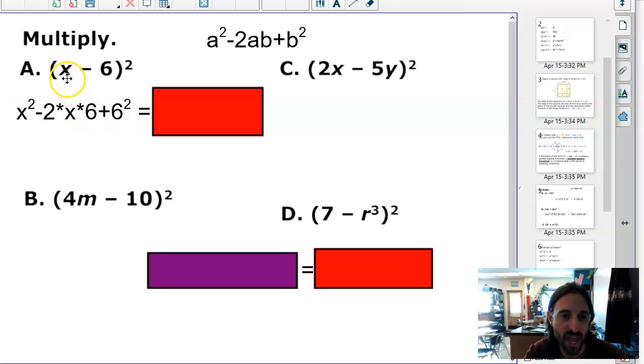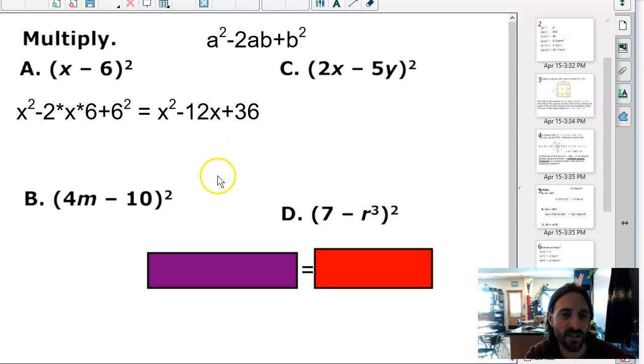The a term is the x, the b term is the 6. And again, I'm subtracting them. So I end up with x squared minus 2 times x times 6 plus 6 squared, and you simplify that out and you get the negative 12x in the middle.